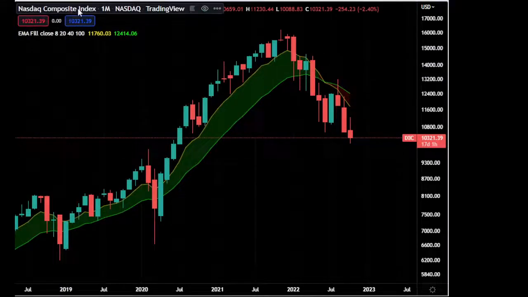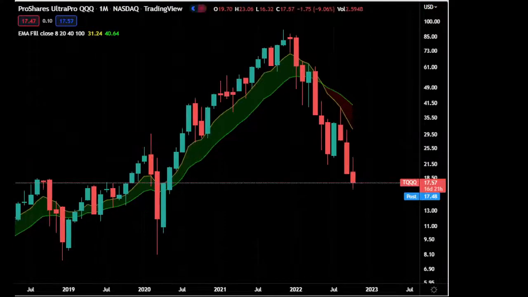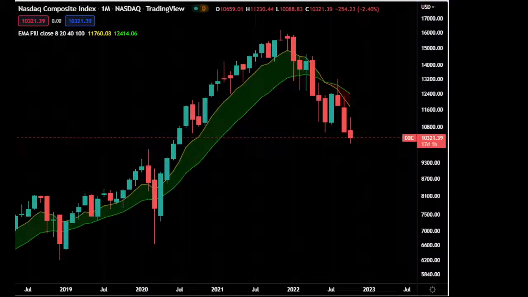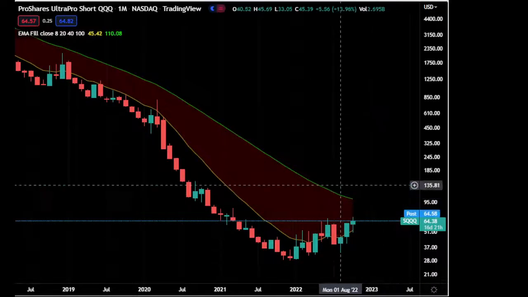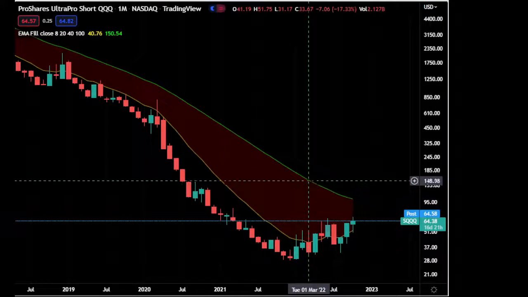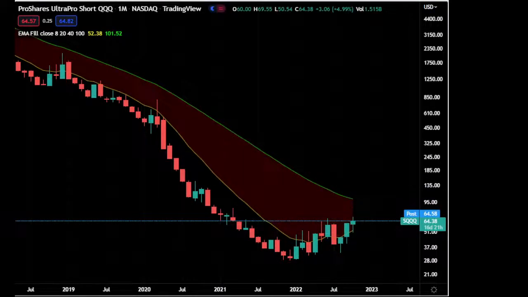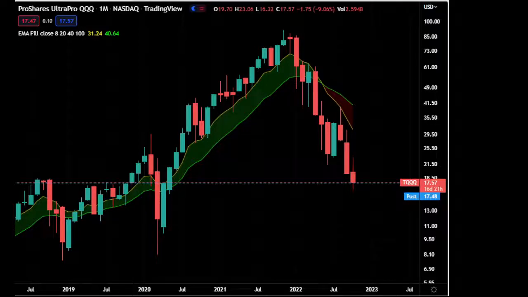I'm really excited today to present some information about the Nasdaq Composite Index. I'm going to be using two ETFs to help describe this today. One of them is the TQQQ. You can see, you could hardly even tell that I switched from the Nasdaq to the TQQQ. These charts look very similar, and I'm also going to be looking at the SQQQ, which is the inverse of the TQQQ.